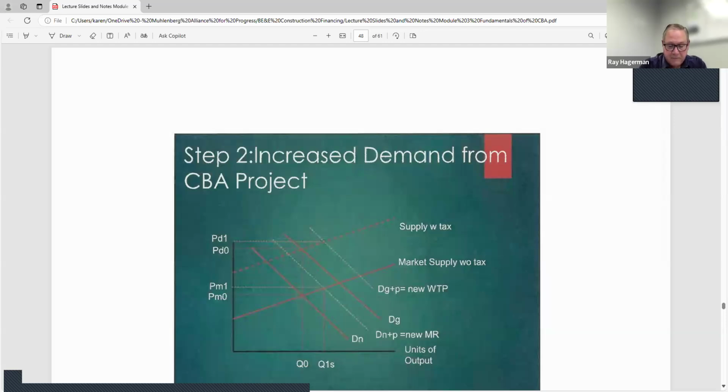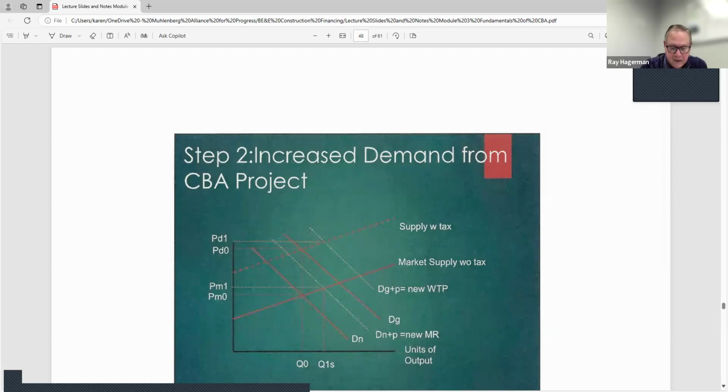The supply curves are unaffected by the increase in demand, but the increased demand raises both the demand price and the market price as shown on the chart. So when demand price moves to PD1 while the market price moves to PM1, again, the production point is where MR equals MC, right?